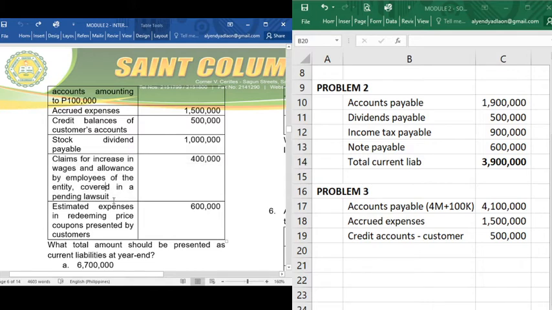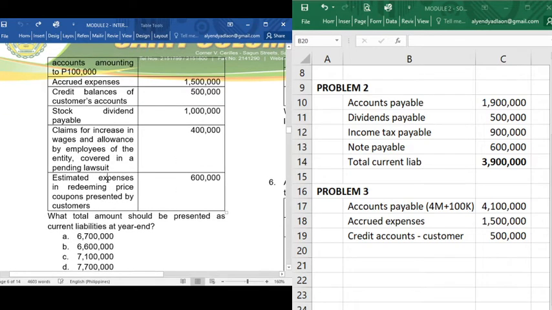Now, since there is no other information in the problem, we treat this one as not a current liability. Okay? Not a current liability. And then next, estimated expenses in redeeming price coupons presented by customers.